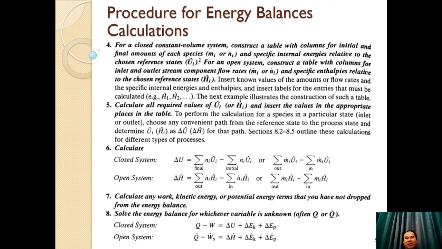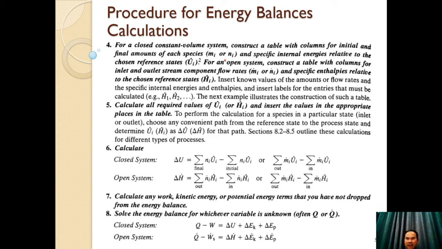And the next step for a closed constant volume system is to construct a table with columns for the initial and final amount of each species. If we talk about a closed system, there is no input and output; we talk about the initial state and final state. For the system, you have to specify the amount, that is, mi in mass or ni in moles. Then you specify the internal energy relative to the reference state for the closed system. And for an open system, you construct the same table, but in this case you specify m dot or n dot, the mass flow rate or molar flow rate.